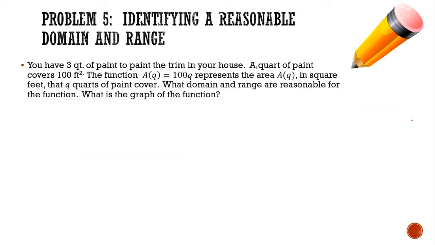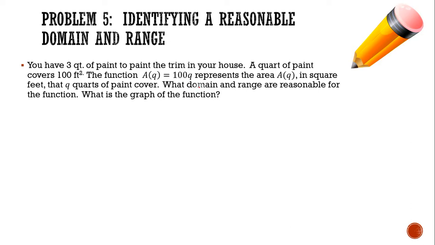And the last problem we're going to look at is on identifying a reasonable domain and range. You have 3 quarts of paint to paint the trim in your house. A quart of paint covers 100 feet squared. The function A of q equals 100q represents the area A of q in square feet that q quarts of paint cover. What domain and range are reasonable for the function?